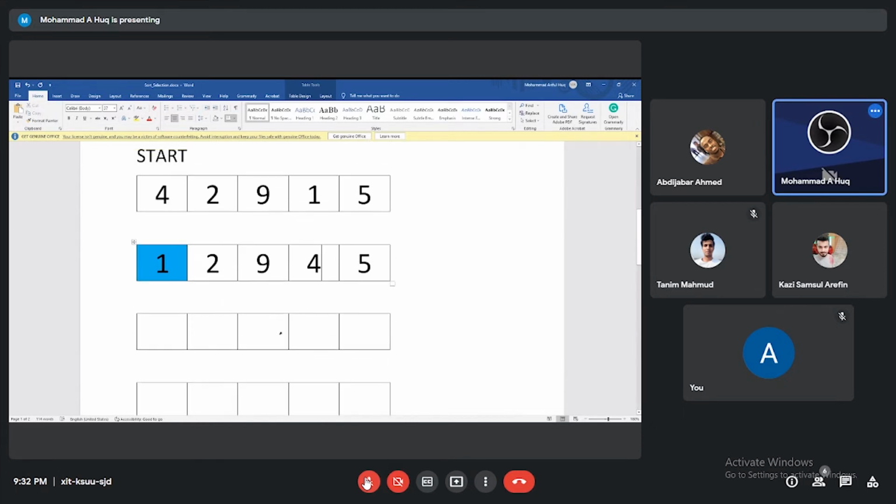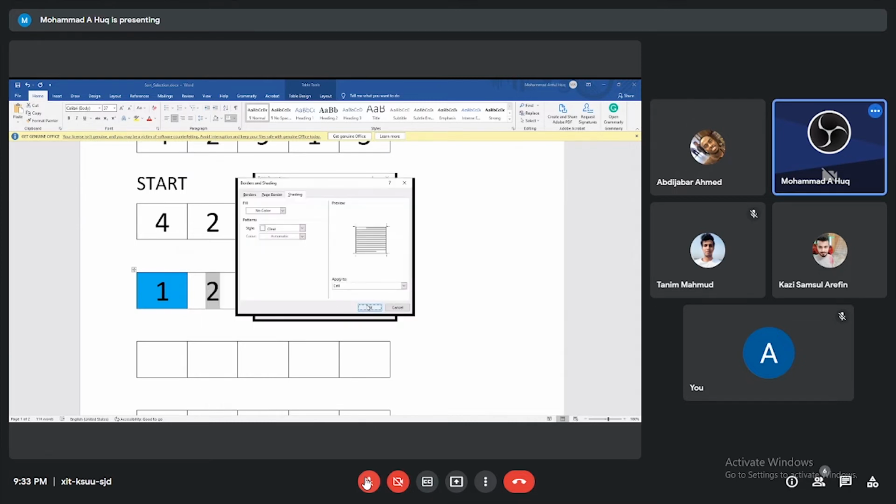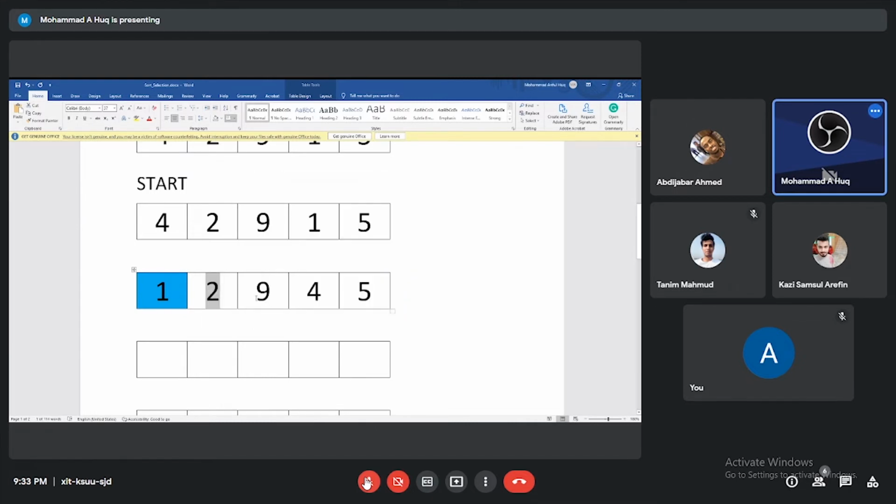One sorted. Then the remaining is, which one is minimum? 2. So will it be swapped with anything? No. It's already sorted. Okay, then it's gone. Yeah, for the clarification, we just want to know. Okay, it is unchanged.